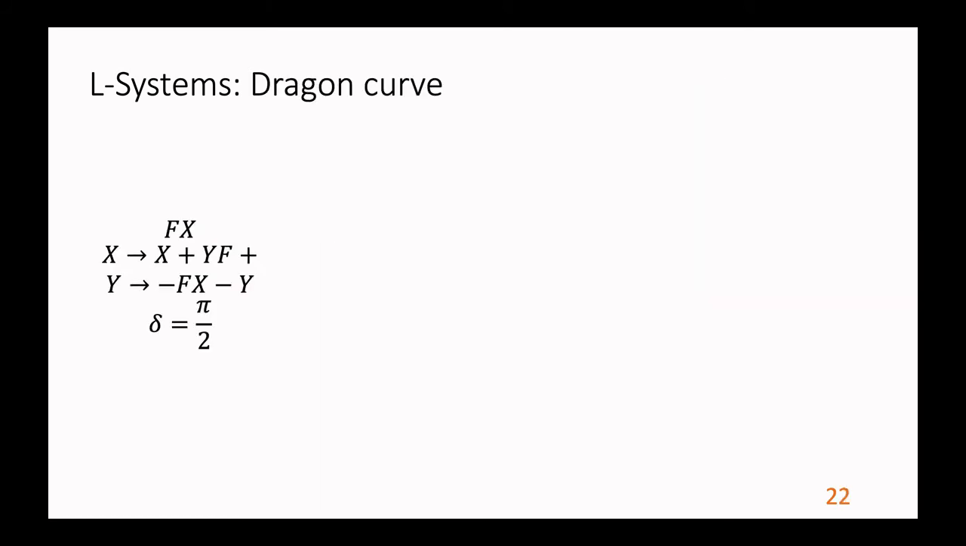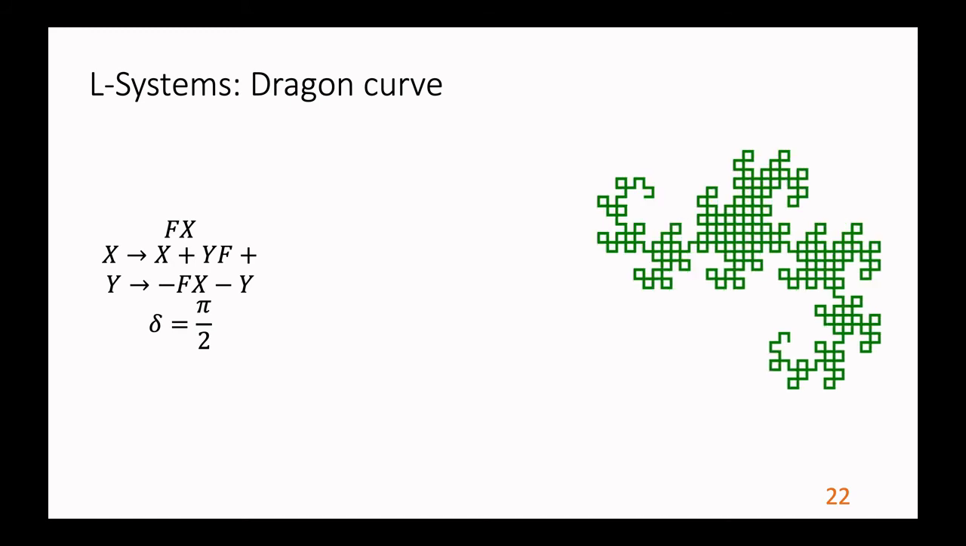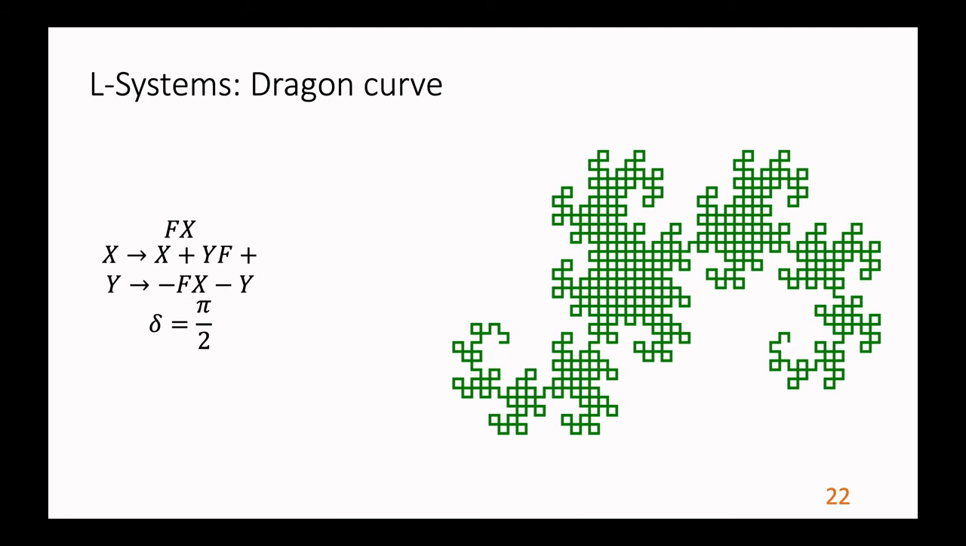Let's see another example. This is called the round curve. It has two productions with X and Y. In this case, we ignore X and Y when we interpret the string we obtain, and we start with this, only a very little forward movement. And then as we continue, the drawing gets more and more complicated until we obtain something like this, and we can, of course, go on as long as we want to.